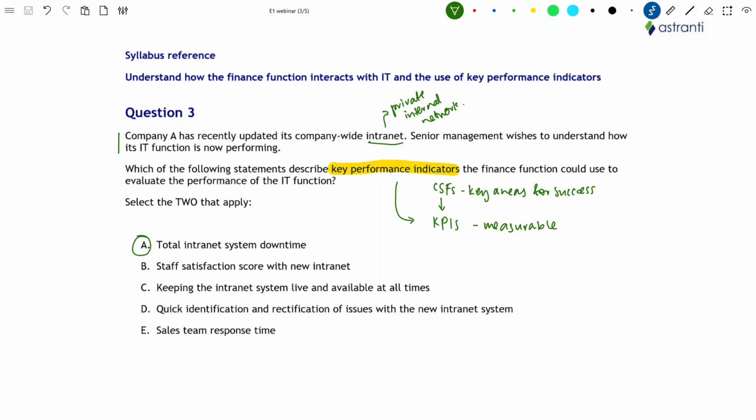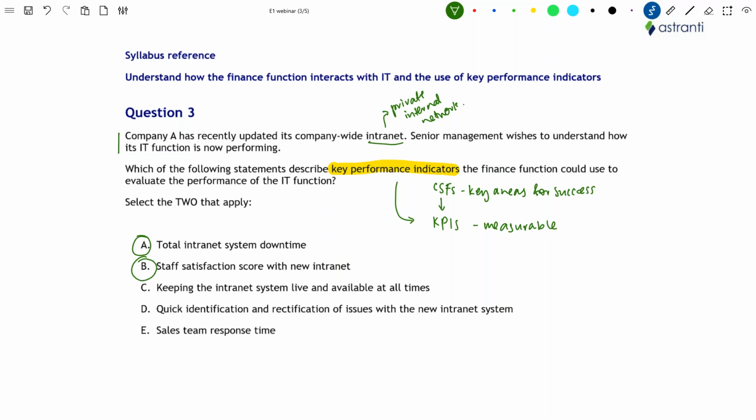And again, it's something that the IT function has to do well. If the staff find the new system difficult to use, then that's going to hinder their work, which will have a knock-on effect on the organisation's operations. So again, this is looking like a KPI that is relevant to the IT function's performance. So let's select this one.